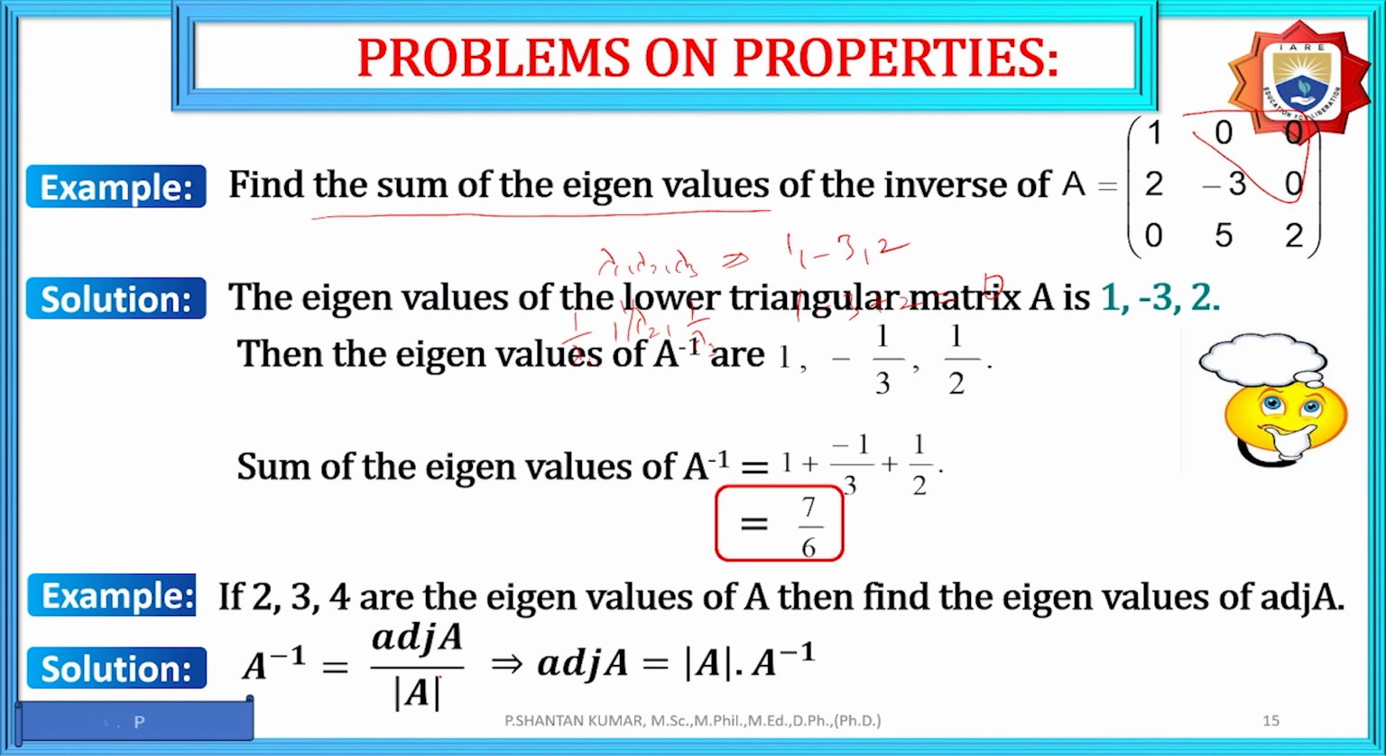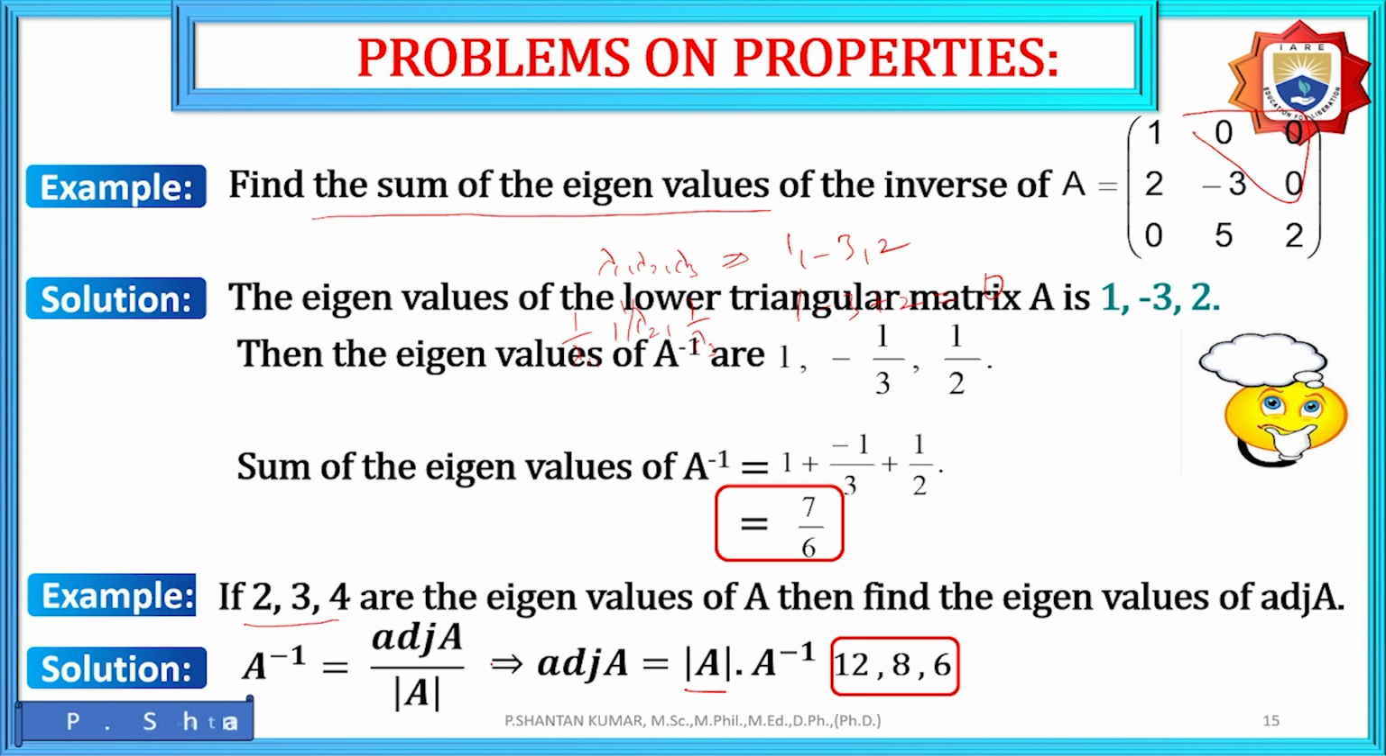Here the given eigenvalues are 2, 3, 4. By the property, we require the product, which is nothing but the determinant of the matrix. The product is 2 into 3 into 4, that is 24. The inverse is nothing but the reciprocal of the eigenvalues, that is 1 by 2, 1 by 3, 1 by 4. Multiplying, finally you obtain 12, 8, 6.